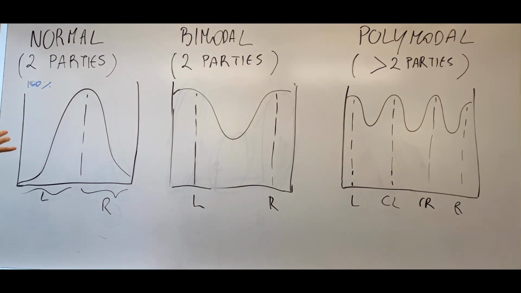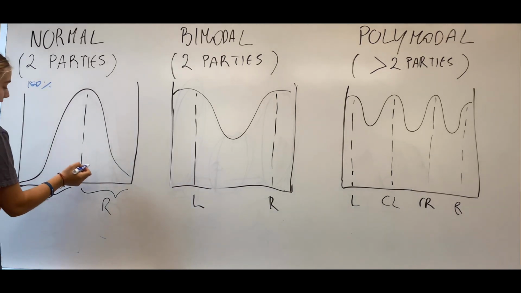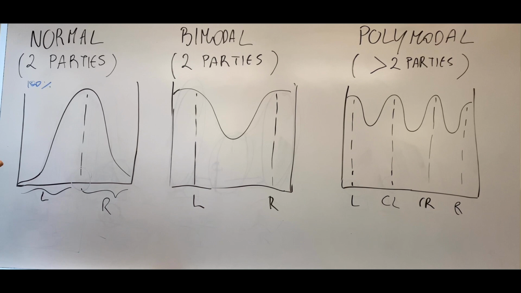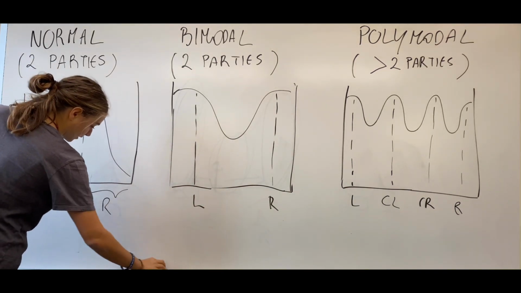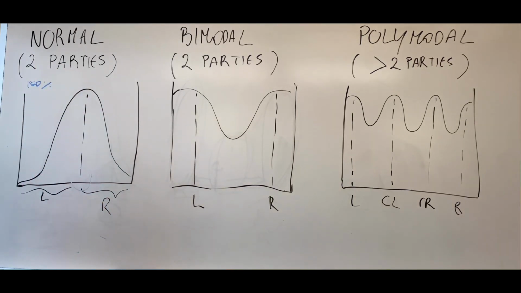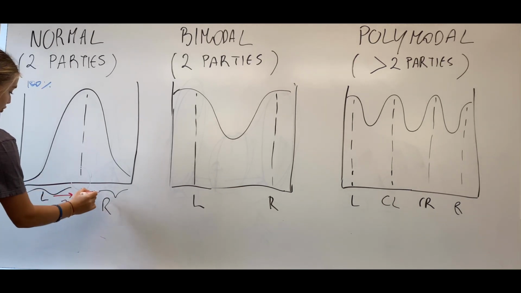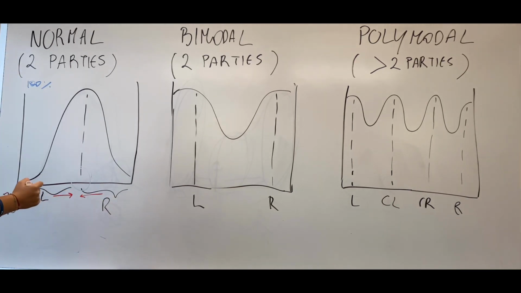So again, the distribution of preferences here is normal. The majority of preferences are clustered around the center, around the median and the center, and also here we have the mode. In this situation, what we can expect is just two parties, which have an incentive to converge to the center. So why not three parties?